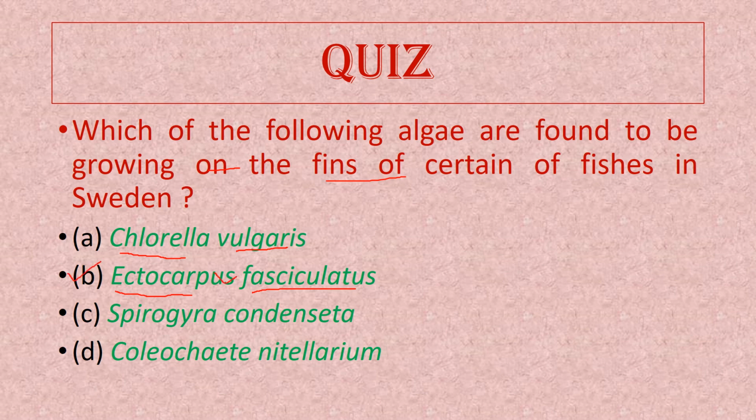Option B, Ectocarpus. And Spirogyra condensa and Coleochaete nitellarum. This species of Coleochaete is found to be growing inside the Nitella. Nitella is another charophyte just like the Chara. So this Coleochaete nitellarum is found to be growing endophytically on this Nitella. So here the answer of this quiz is Ectocarpus fasciculatus, option B, that is found to be growing on the fins of certain fishes. Soon I will be making videos on Ectocarpus.